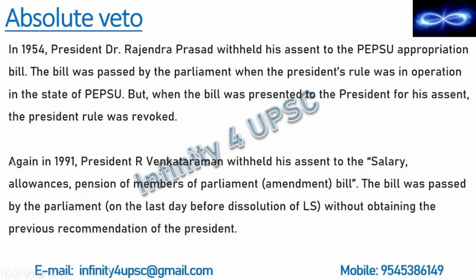Then another example. Again, in 1991, President R. Venkataraman withheld his assent to the salary, allowances, pension of members of parliament bill. Why did he do this? The bill was passed by the parliament on the last day before dissolution of Lok Sabha without obtaining the previous recommendation of the president.